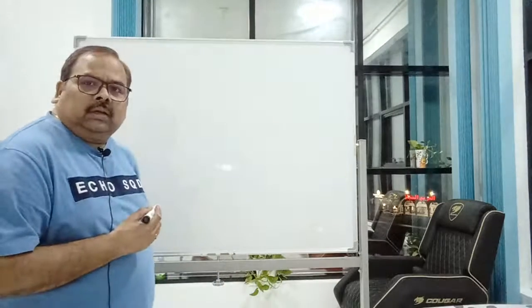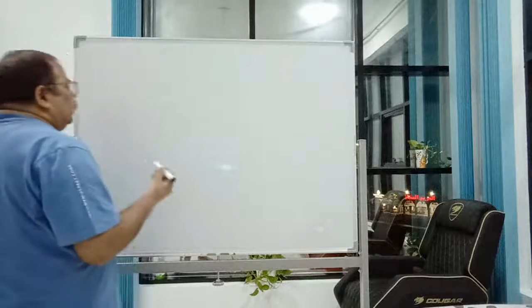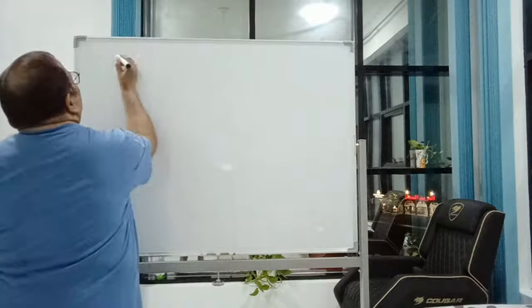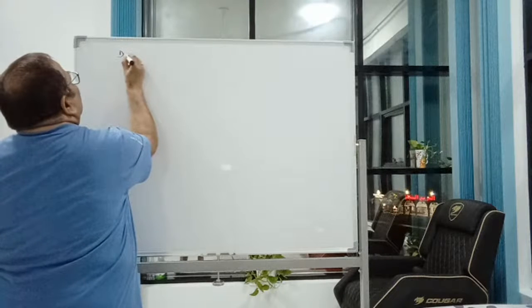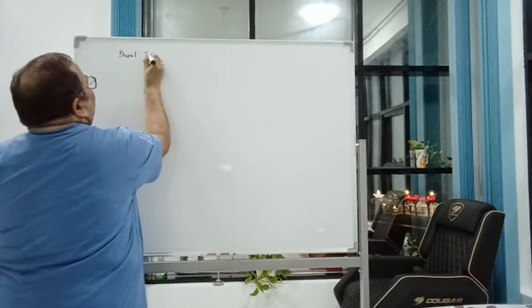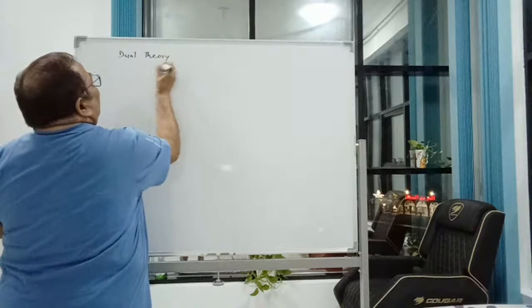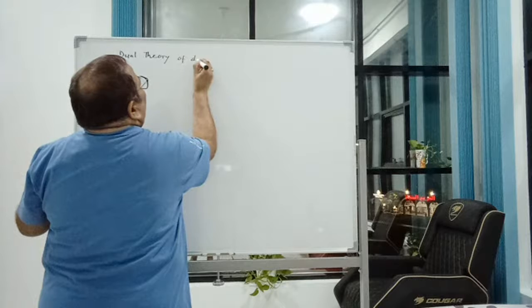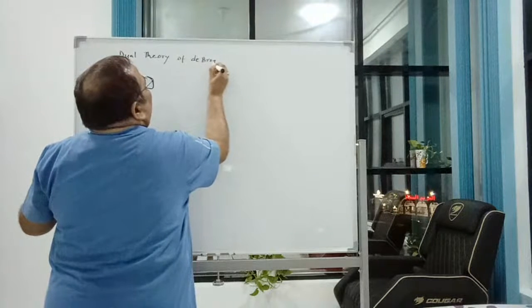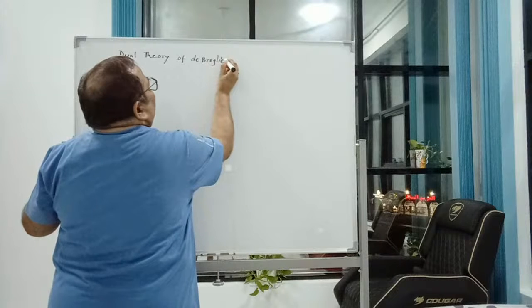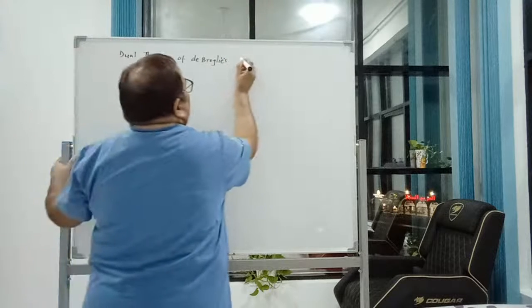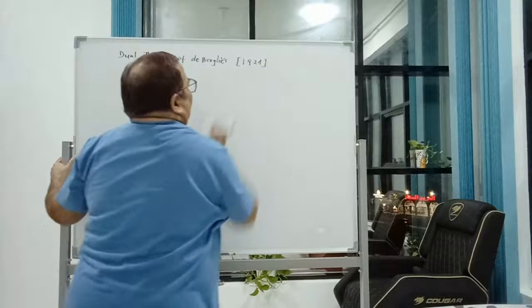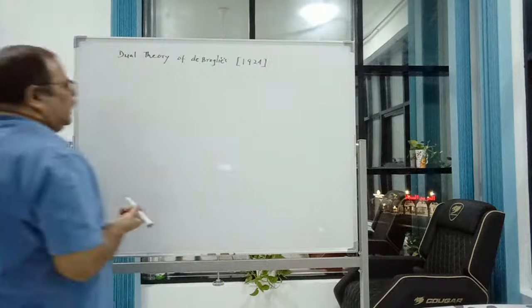Going to start the next lecture with De Broglie's dual theory of De Broglie, given in 1924. Now see what this theory is.